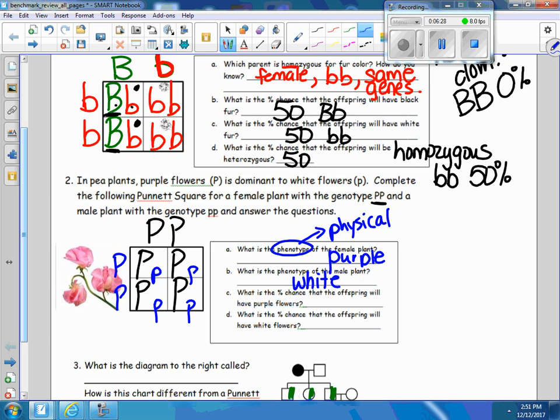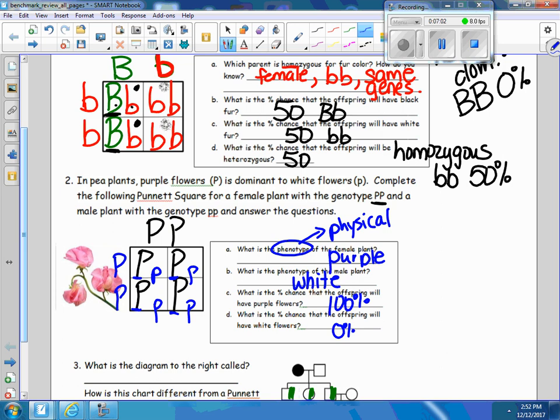What percent chance will the offspring have purple flowers? 50. Look at the Punnett square. Is this purple? Yes, because it has one dominant and one recessive. All you need is one dominant to be purple. Is that purple? Yes. Is this purple? Yes. Is this purple? Yes. Where are the white ones? There aren't any because we have all dominant genes. So what percent chance will they have purple flowers? 100% and no white.